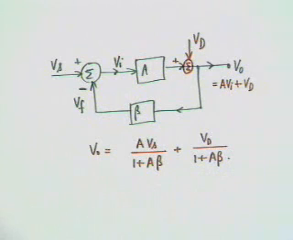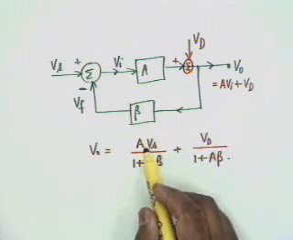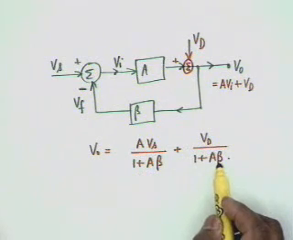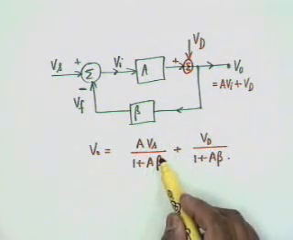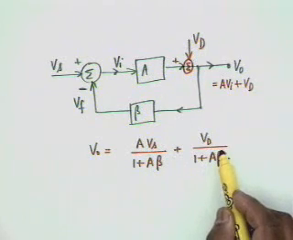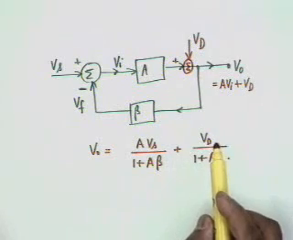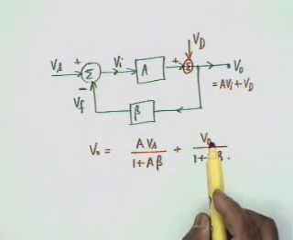Now have we been able to reduce nonlinear distortion? Obviously not, because we still have A Vs plus Vd divided by 1 plus A beta. Both the signal and the nonlinear distortion have been reduced by the factor of 1 plus A beta. So the relative values have not changed, right? The nonlinear distortion in the output has been reduced by the same factor as the signal. So the relative values have not changed.